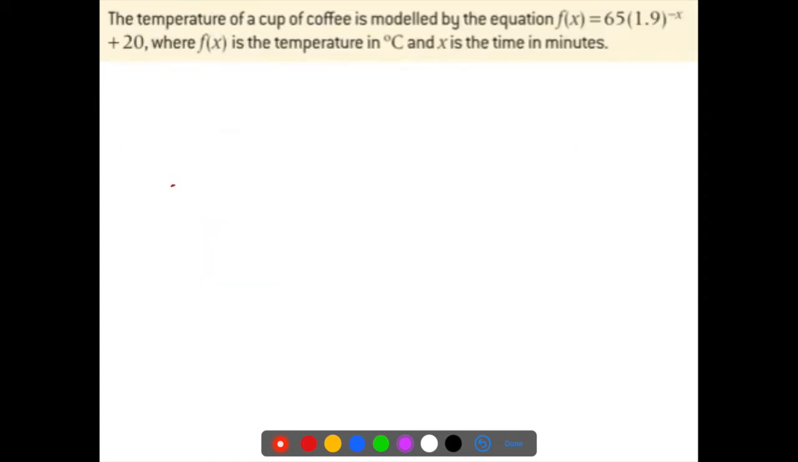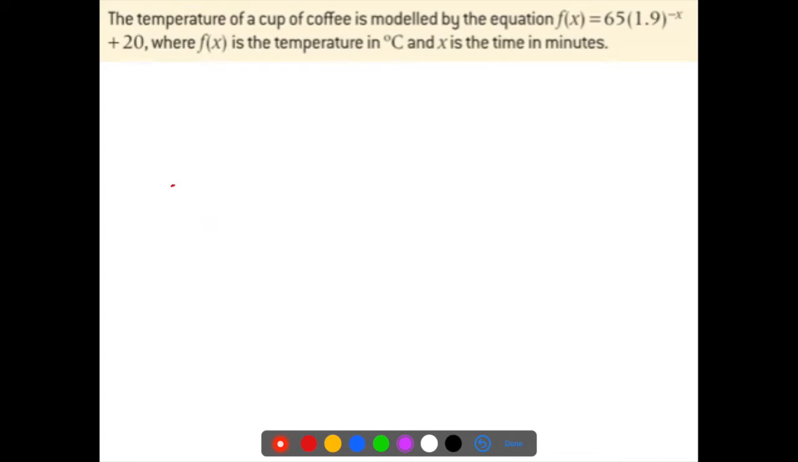All right. Moving on to the next question. This is an example of the type of question that you're actually more likely to see, because this is, of course, an application, and it is mathematics applications and interpretations. So we're going to apply the knowledge to this situation and interpret what's going on. It does say the temperature of a cup of coffee is modeled by the equation f of x equals 65 times 1.9 to the negative x plus 20, where f of x is the temperature in degrees Celsius and x is the time in minutes. One thing that we can think about even before we start is it says we're starting the cup with a certain temperature.